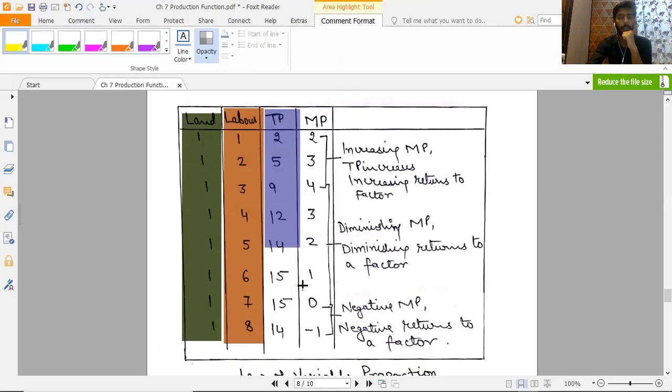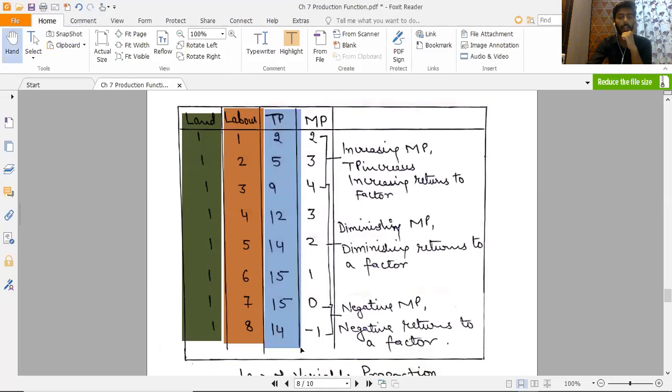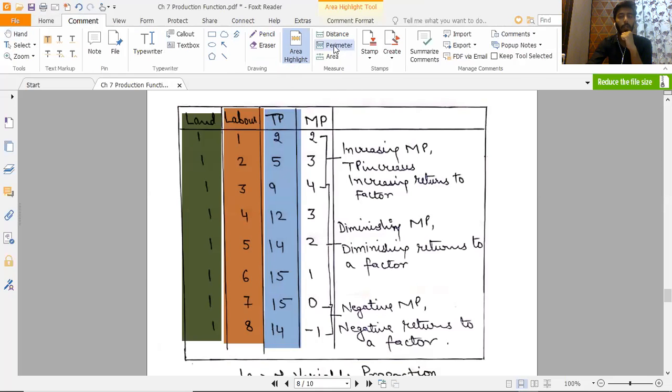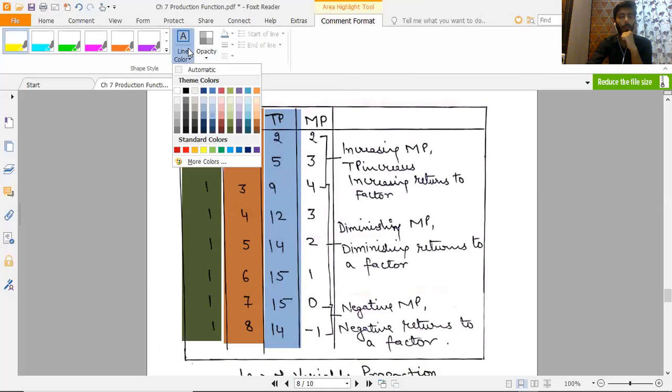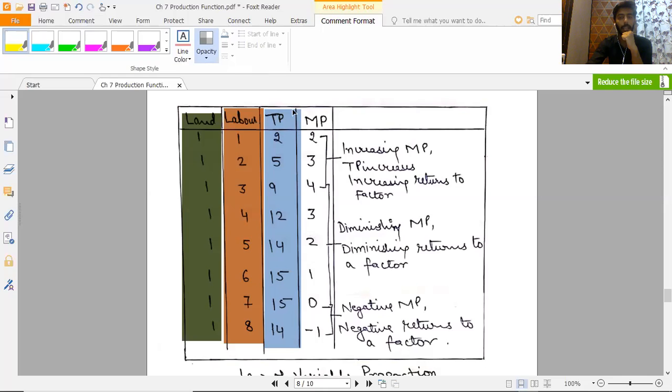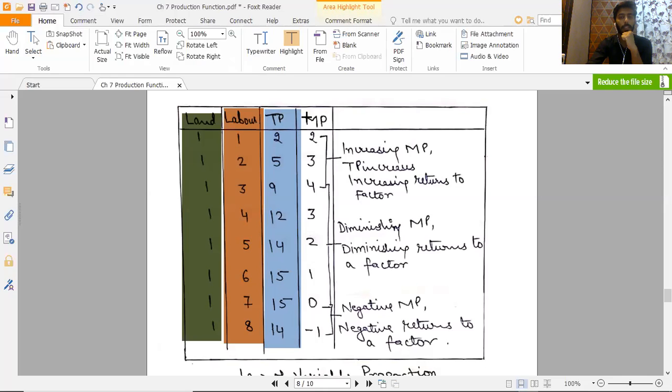So TP is here. TP is 2, 5, 9, 12, 14, 15, 15, and 14. And at the last, we have got MP. Do you guys remember the formula of MP? The formula of MP was TPN minus TPN minus 1, right?